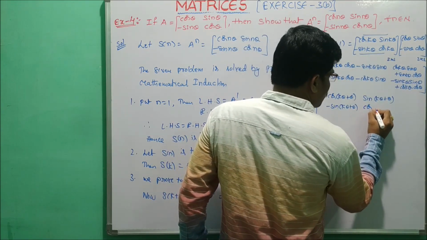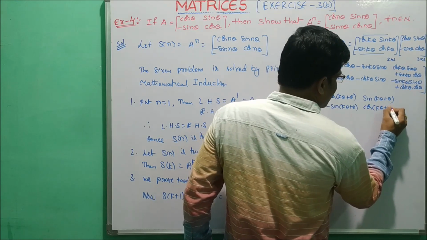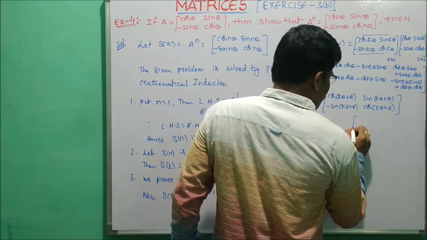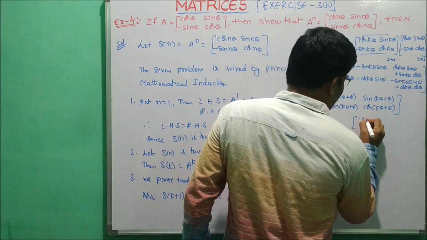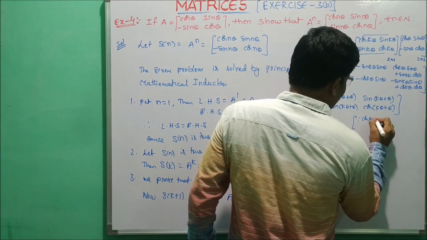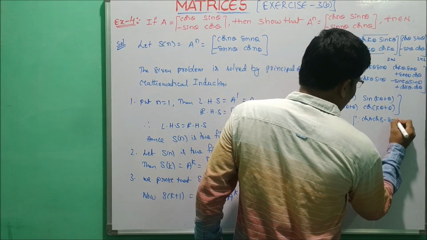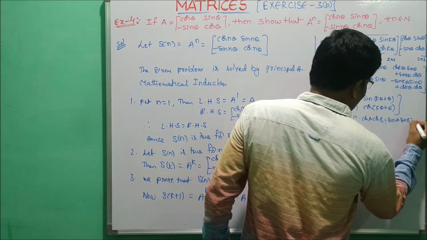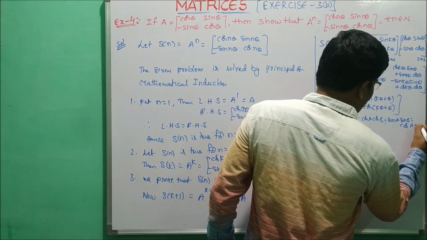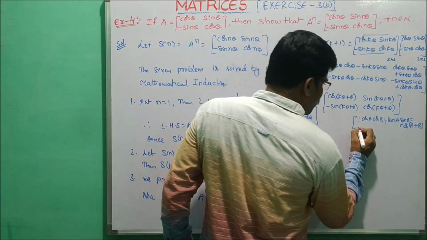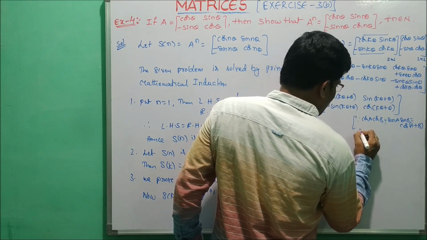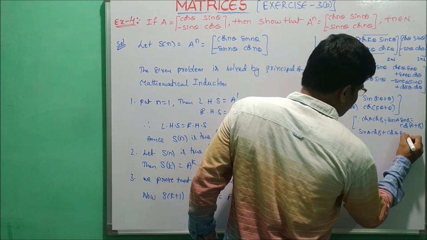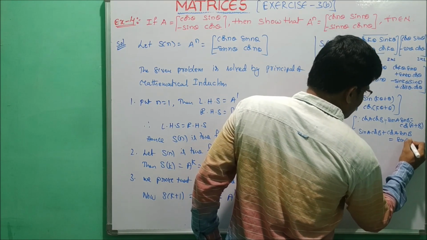So here we write cos of (kθ + θ). So this is our resultant matrix. Here using two formulas, cos A cos B minus sin A sin B, that equals cos(A+B). Similarly, we use the second formula, sin A cos B plus cos A sin B, that always equals sin(A+B).